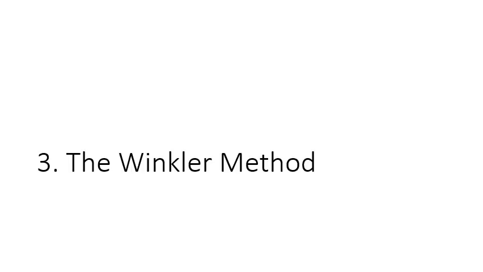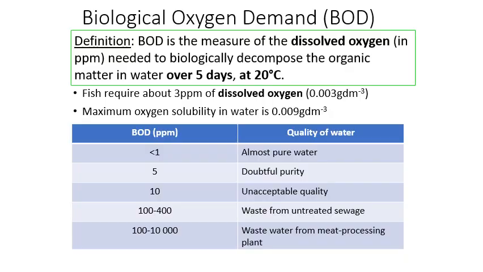Finally, we look at the Winkler method. Okay, so it investigates biological oxygen demand, or BOD, and BOD is a measure of the dissolved oxygen needed to biologically decompose organic matter in water over 5 days at 20 degrees Celsius. So fish require about 3 parts per million of dissolved oxygen to live. And the maximum oxygen solubility in water is about 0.09 grams per decimeter cubed. Okay, so if the BOD is less than 1 part per million, you've got almost pure water.